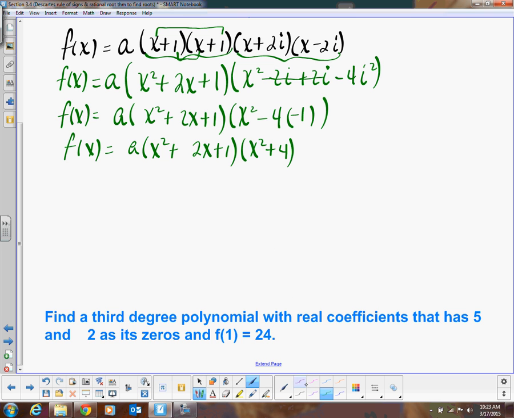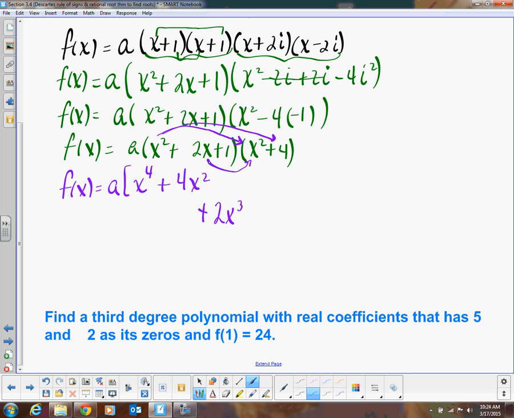All right. So we're going to FOIL these. We're going to say f of x is equal to a times, so we've got x squared times x squared, x to the 4th. We've got x squared times 4, which is 4x squared. We've got 2x times x squared, which is 2x cubed. We've got 2x times 4, which gives me 8x.